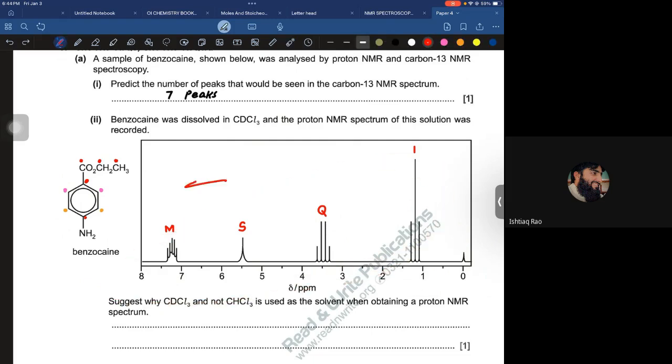You will say 4 peaks. Okay, there are 4 peaks if you are going to consider the protons. 1, 2, 3, 4. It's set. Okay, done.